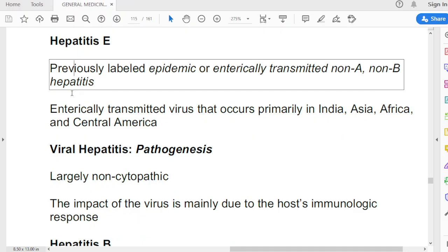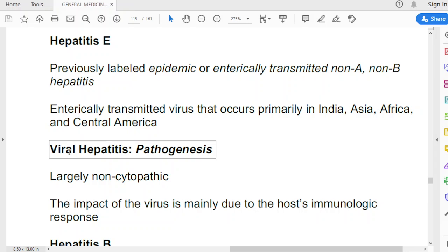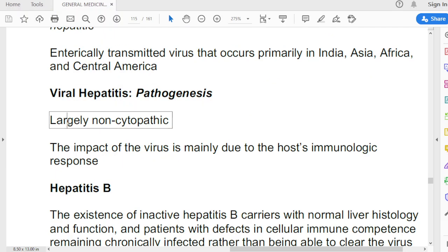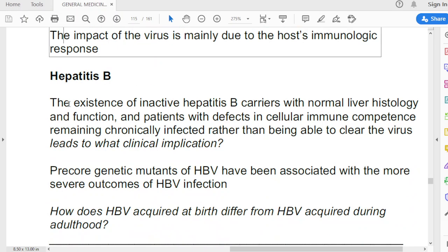Previously labeled epidemic or enterically transmitted non-A, non-B hepatitis. An enterically transmitted virus that occurs primarily in India, Asia, Africa, and Central America. Viral hepatitis, pathogenesis: largely non-cytopathic. The impact of the virus is mainly due to the host's immunologic response.